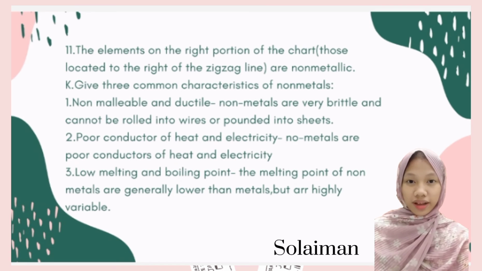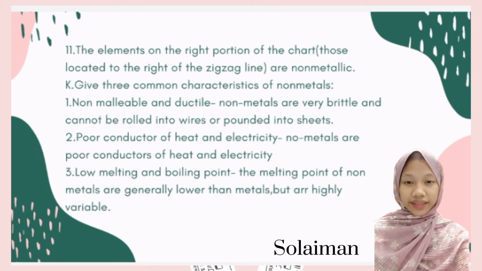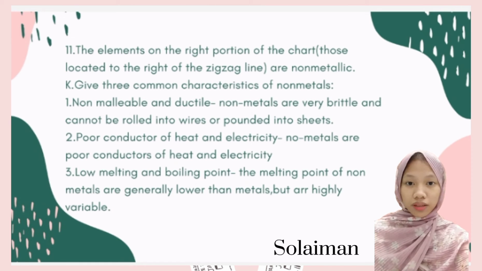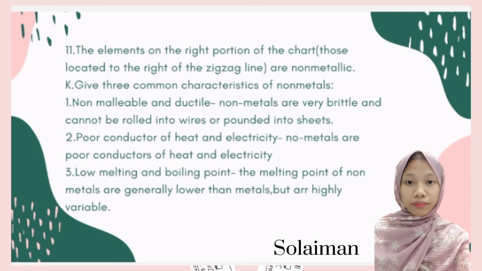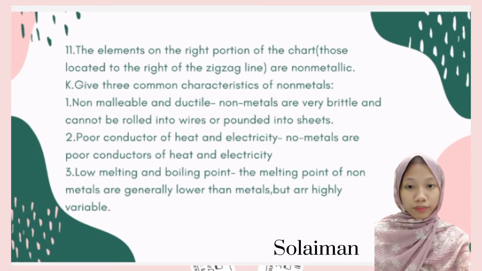So number 11, the elements on the right portion of the chart, those located to the right of the zigzag line, are non-metallic. So give 3 common characteristics of non-metals. First, non-malleable and non-ductile. Non-metals are very brittle and cannot be rolled into wires or pounded into shapes. Second, poor conductors of heat and electricity. Non-metals are poor conductors of heat and electricity. And the last one is low melting and boiling point. The melting points of non-metals are generally lower than metals but highly variable.